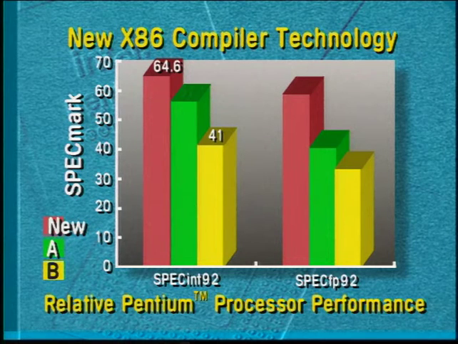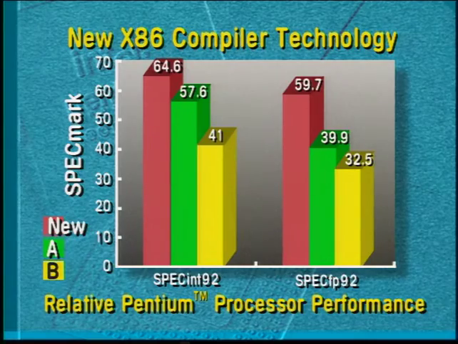When compared to the level of 57.6 from the best available 486 compiler, the difference between the best 486 compiler and the new compiler is on the order of 10 to 15%. And obviously a very substantial improvement over the average compiler from the 1990 vintage. On the floating point side, the results are even more dramatic. From the new compiler technology, we are able to achieve a SPEC floating point of 59.7 compared to much lower numbers in the 30s using the other compilers.